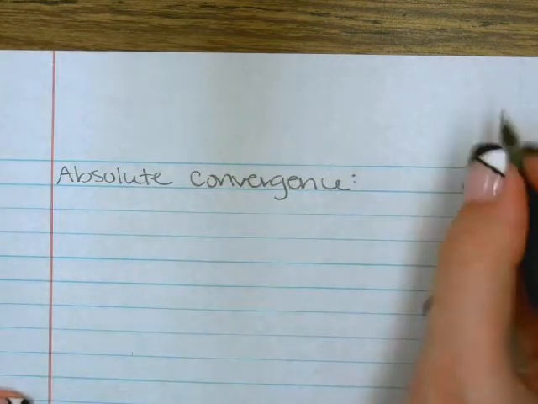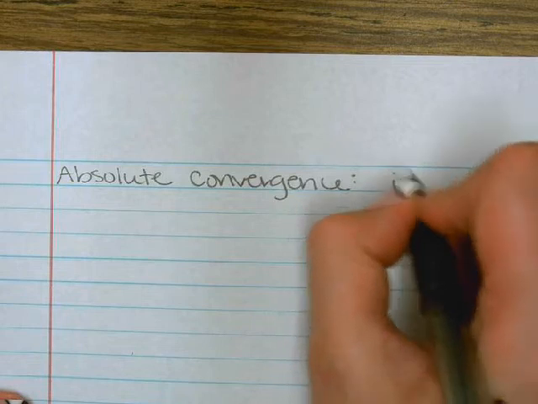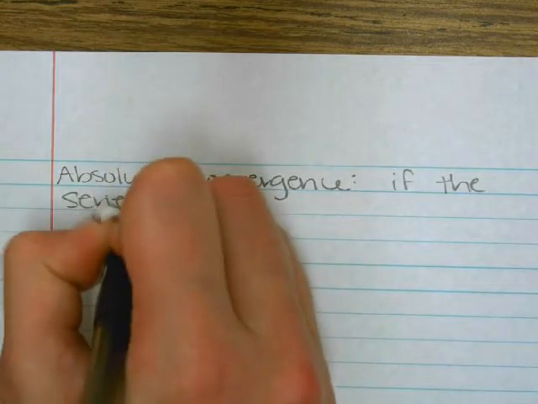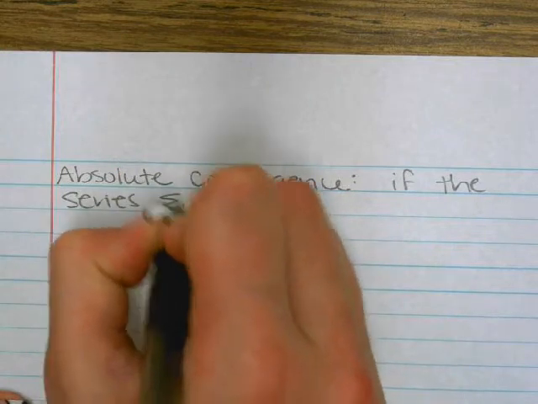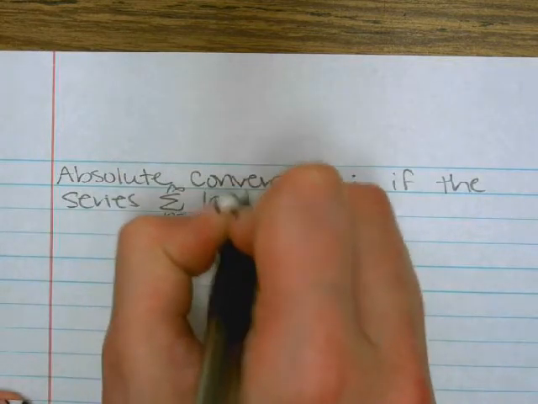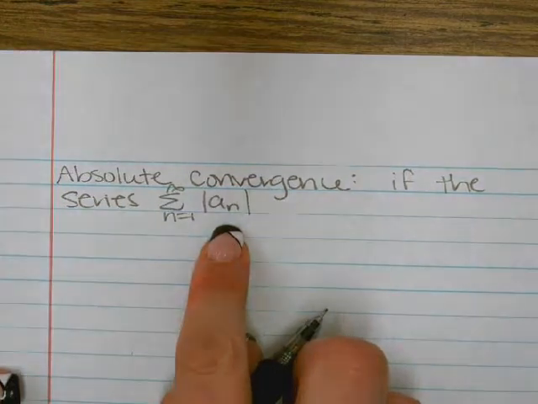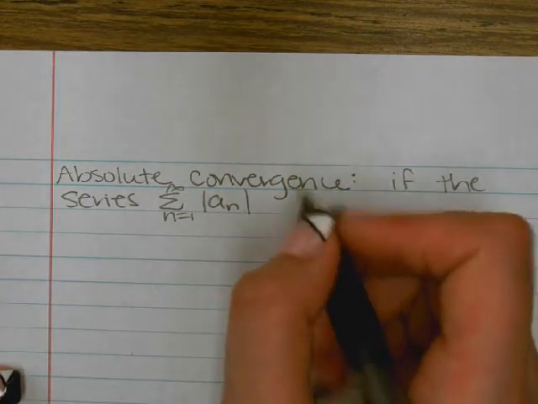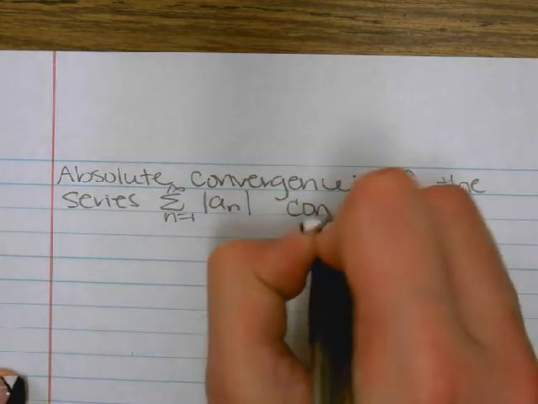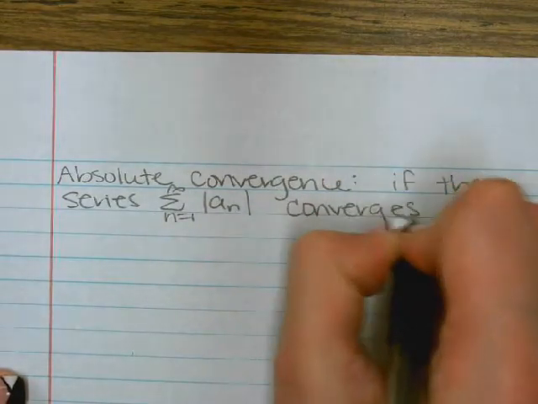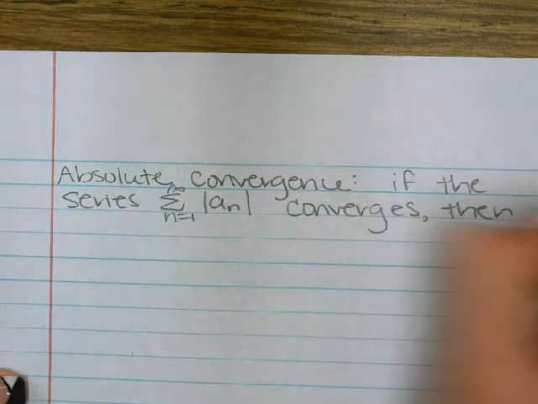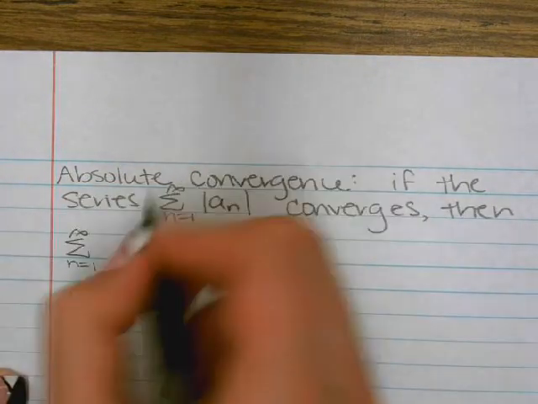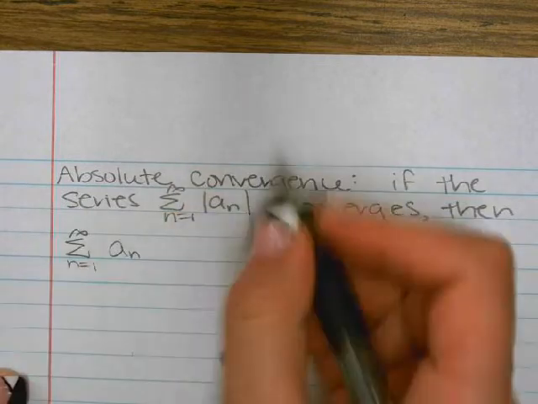So absolute convergence says if the series where it has an absolute value sign around it, so we're not alternating signs, we're just saying that all of the sums are positive. If that converges, then the version that is alternating signs would converge as well.